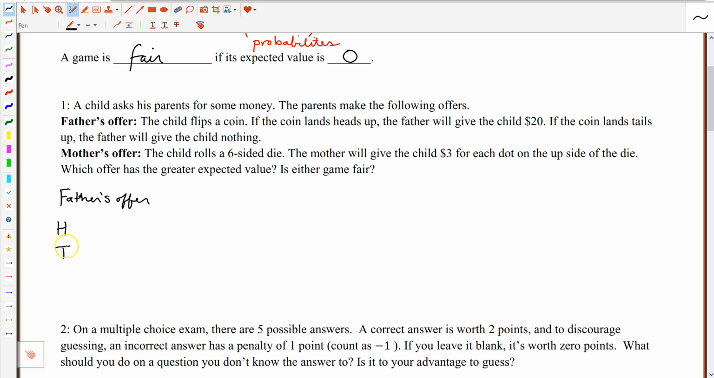So these are the two outcomes that could happen as a result of the experiment. For each one of these, we're going to analyze the probability it happens and then the payoff to the child. So if heads lands, the probability that that happens is 1/2. If tails lands, the probability that happens is also 1/2. So that's for the probability. Now let's take a look at the earnings.